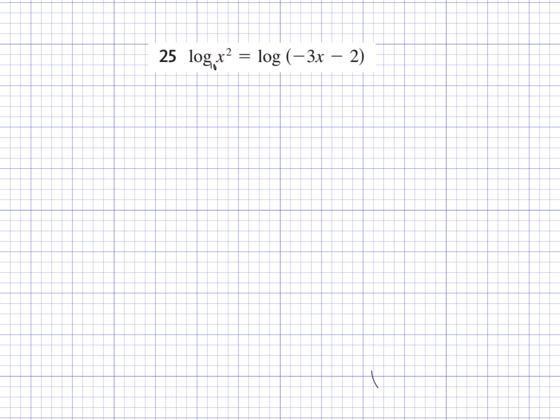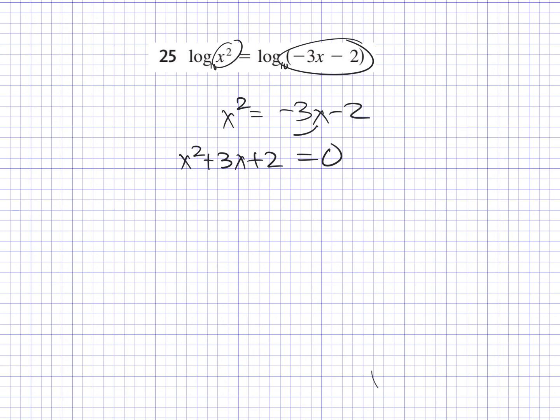All right, these are both base 10s, remember? So that means x squared is equal to minus 3x minus 2. And so now you have a trinomial. So x squared plus 3x plus 2 equals 0. So I added those to the other side. And that's x plus 2, x plus 1. So the answers are -2 and -1.